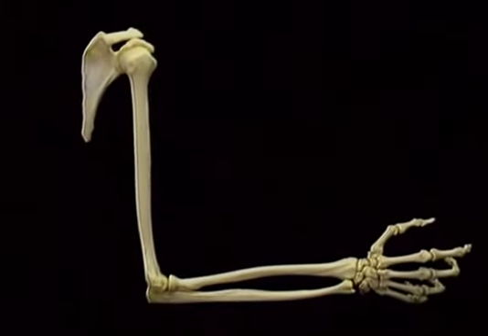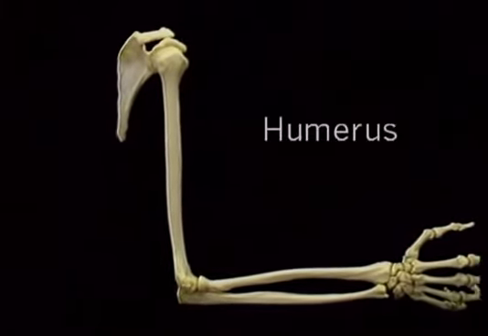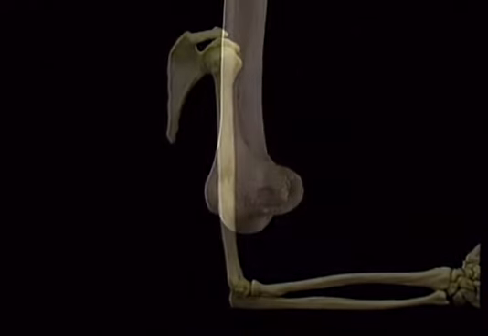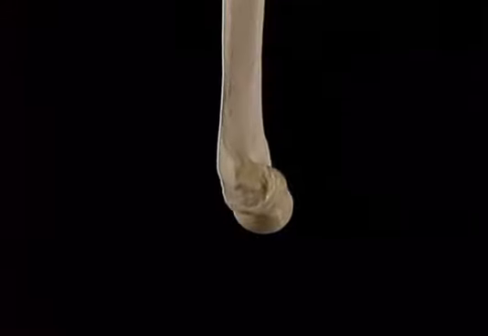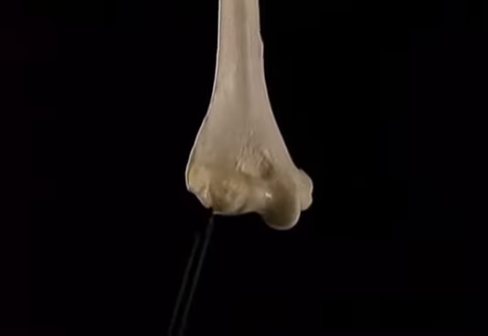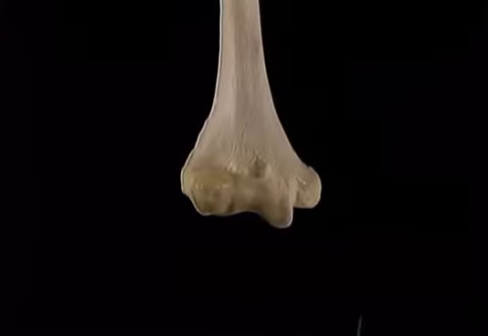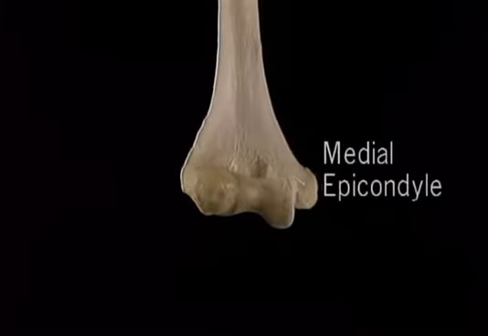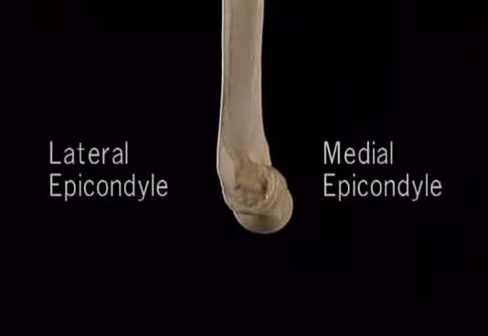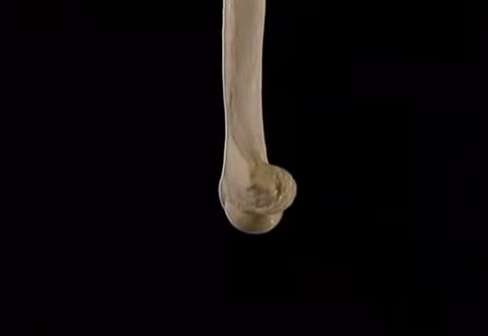Now let's look at the bones, starting with the humerus. We've looked at its proximal end already. Now let's see the distal end. It's flattened from front to back, with a complicated articular surface and two prominent lumps, the medial epicondyle and the lateral epicondyle. These are major muscle origins, as we'll see.